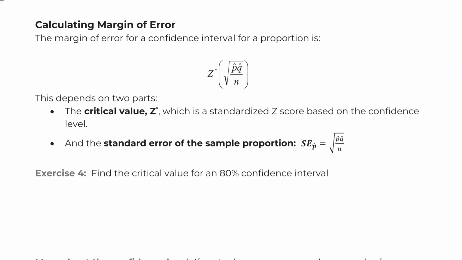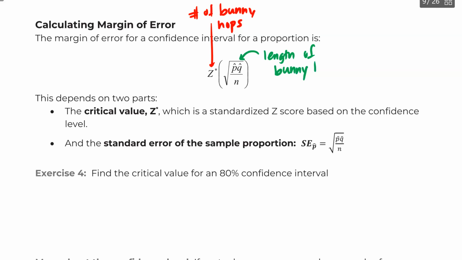The margin of error for our confidence interval is calculated with this, exactly what I said before. Z star is basically giving us our number of bunny hops, right? How many we want to step away from our mean. And we've got our standard error, which is the length of our bunny hop, right? How far do I need to hop away from that particular value? Not really my mean, but my sample value in this case. So those are the two components.